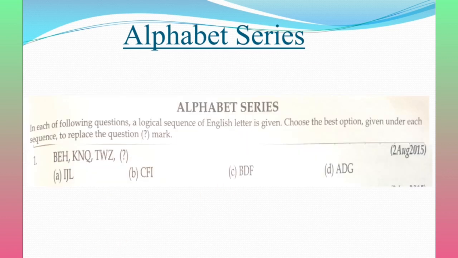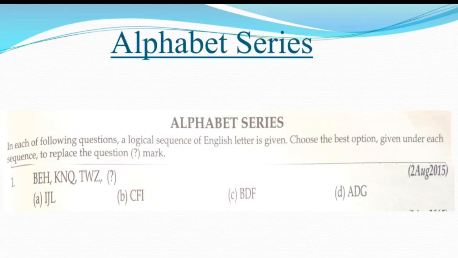So let's start. In each of the following questions, a logical sequence of English letters is given. Choose the best option given under each sequence to replace the question mark. So here's the question: B, E, H, K, and Q, T, W, Z, and a question mark. So we have to find the question mark. What will be the best sequence for this answer?